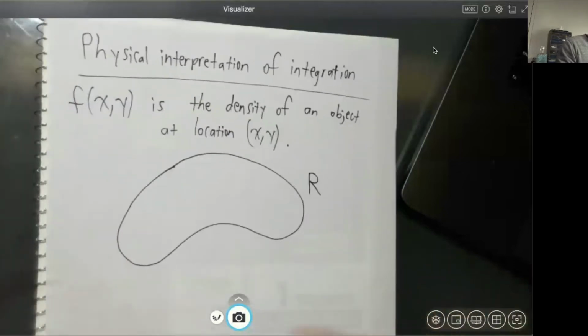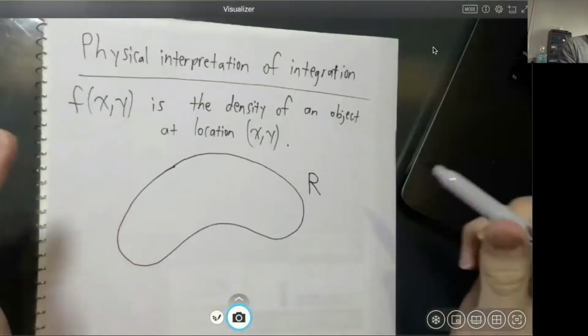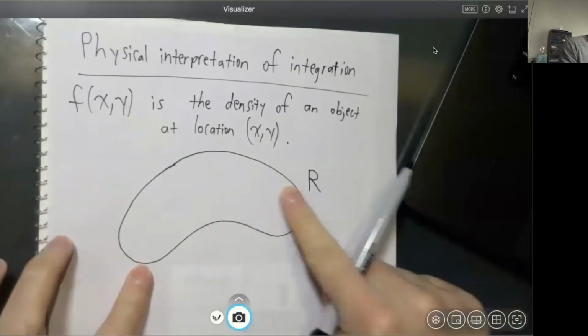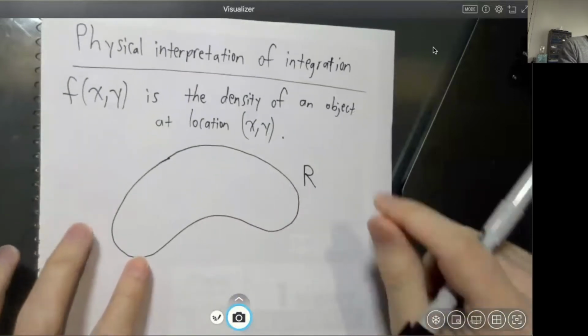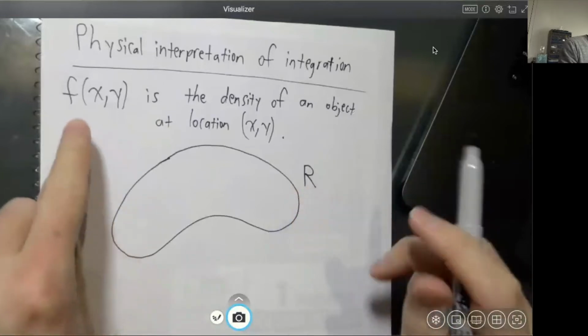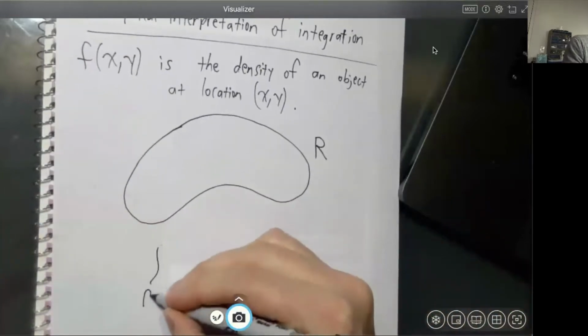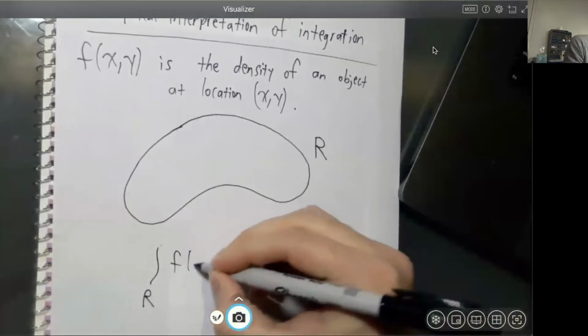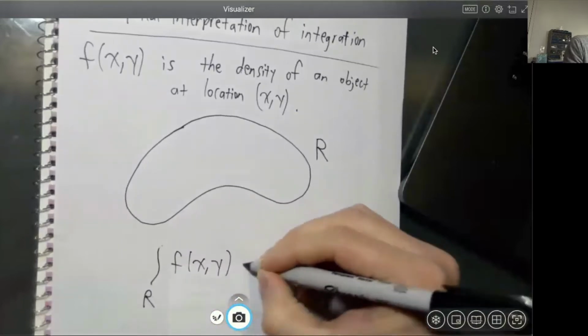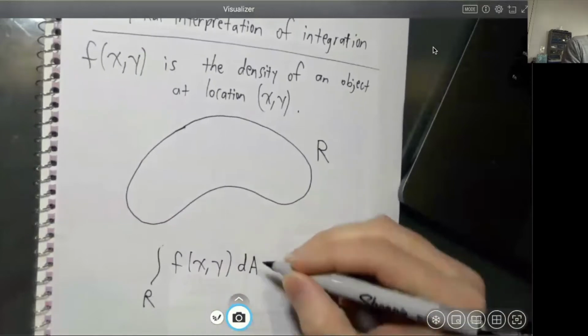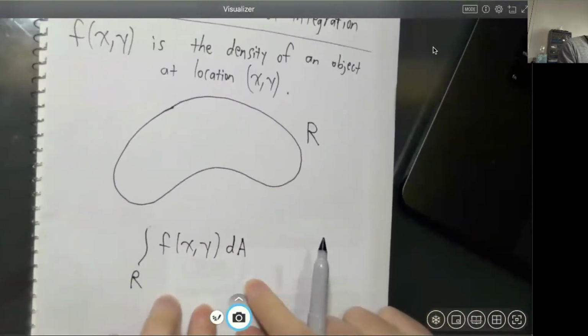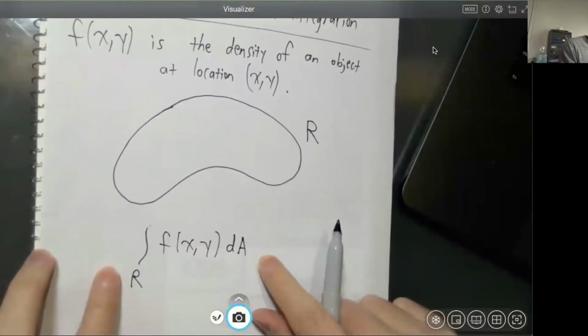I want to give a physical interpretation of what it means to integrate a function of two variables over a region in the plane. So let's say that we want to compute the integral over a region R of f of xy dA. What might this mean physically? How can we give this a physical interpretation?